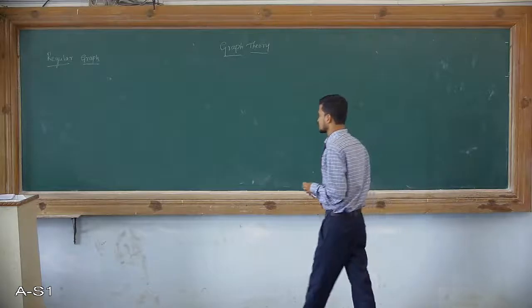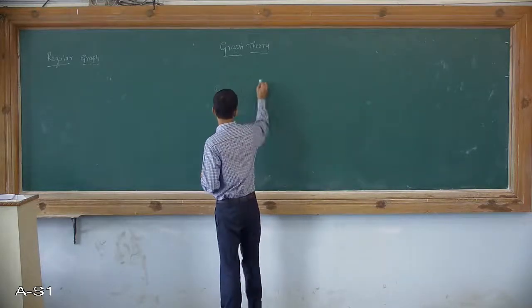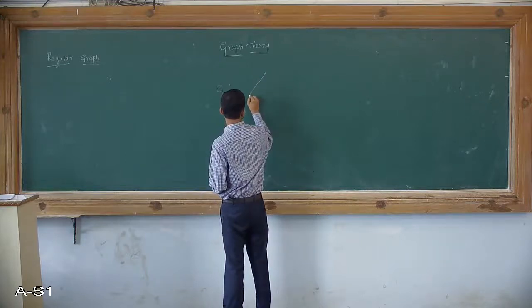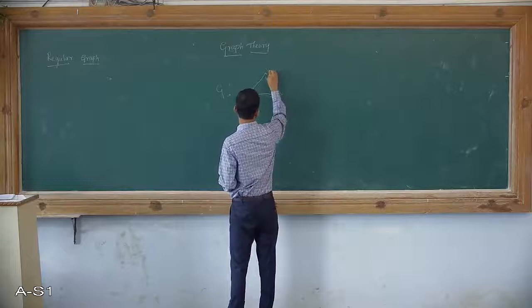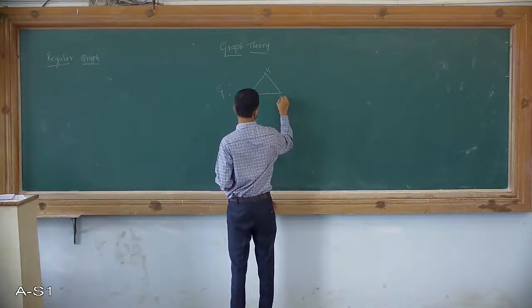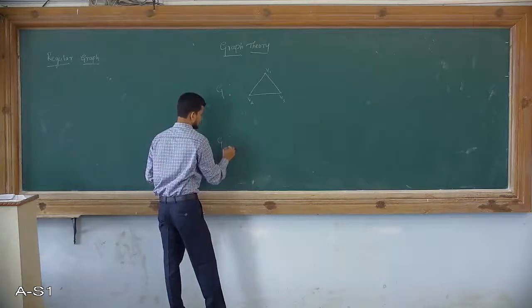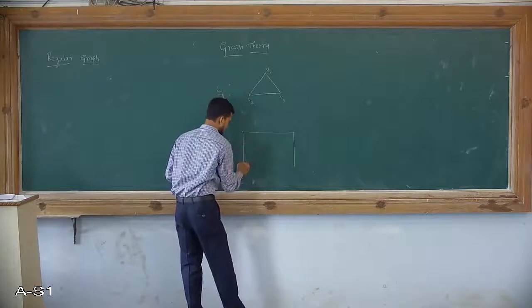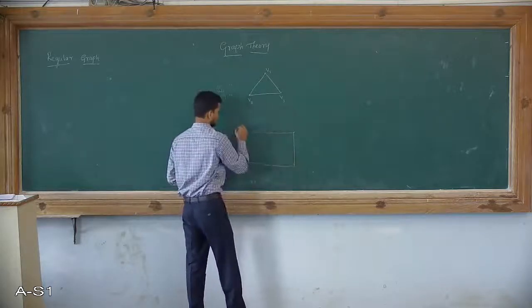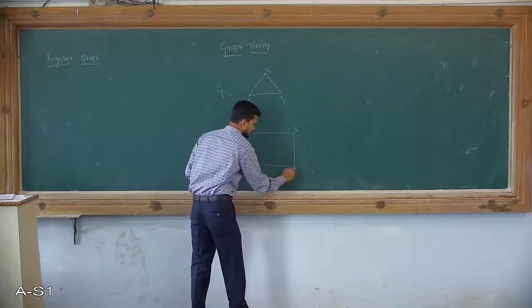Let us consider a graph. I will take it as G1. G1 has three vertices, V1, V2, V3. G2 has four vertices, V1, V2, V3, V4.